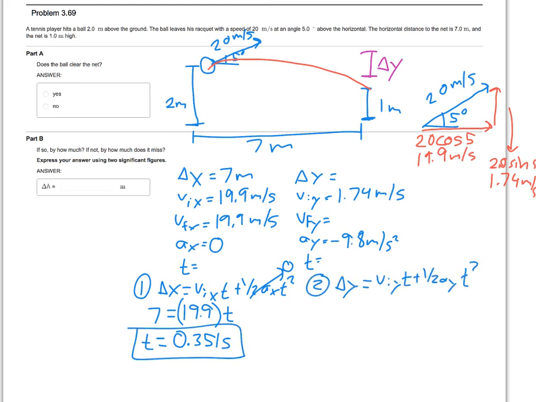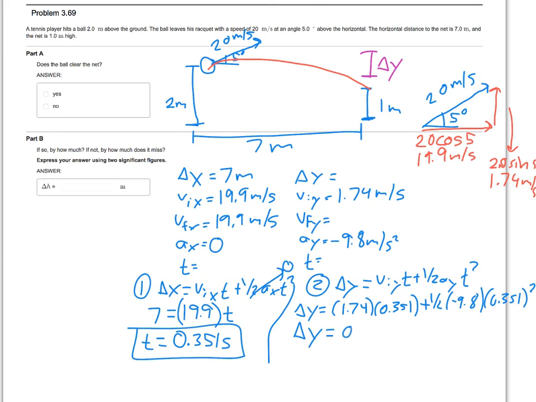Now I'm going to go over to the y side and solve for my y displacement using that delta y equation. And so I get that delta y is going to be the initial velocity 1.74 times 0.351 plus 1/2 times -9.8 times 0.351 squared. I go ahead and plug that into my calculator, and I get a y displacement here of 0.007 meters.